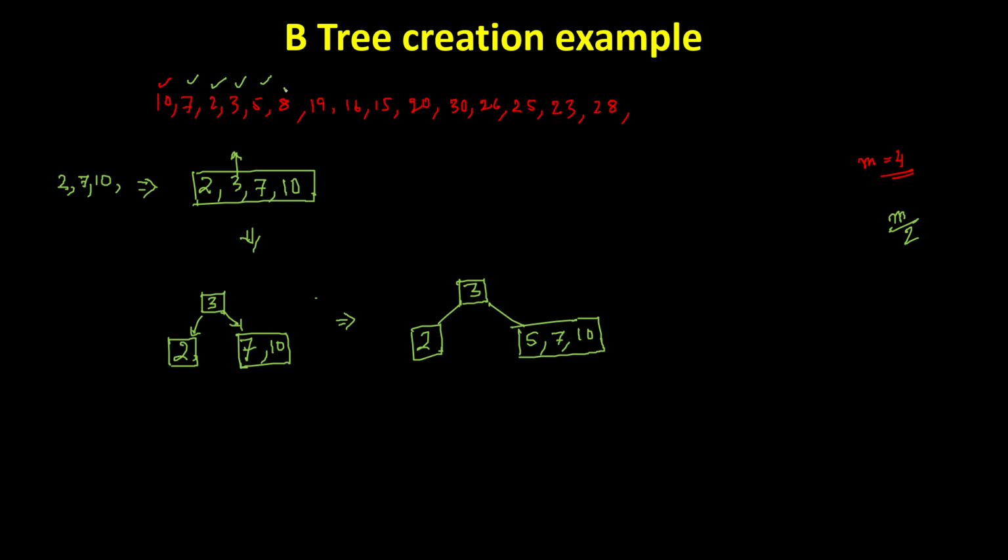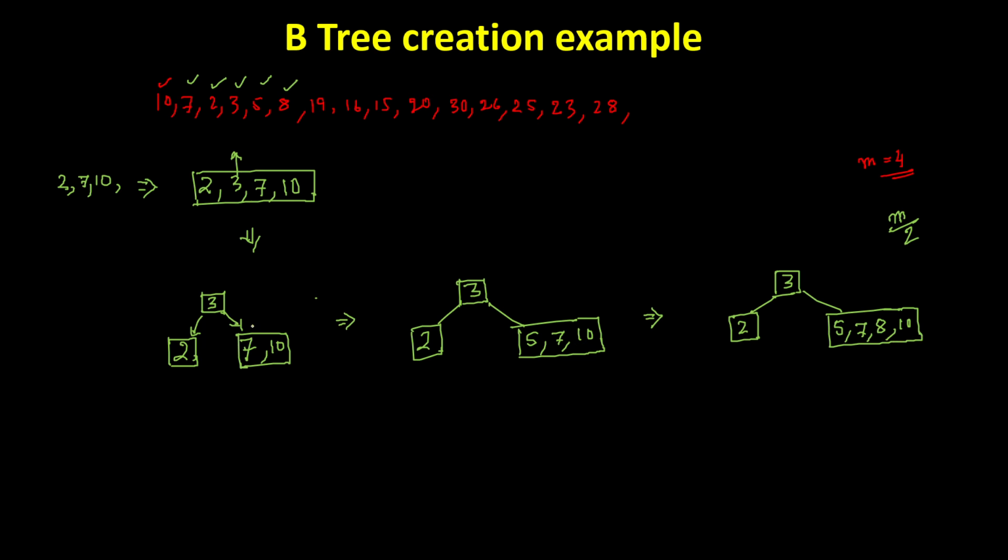Fine. Then 8. 8 is again greater than 3, so 8 should come here. Now if 8 comes here, then what will happen? 5, 7, then 8 and then 10 will come, right? And naturally this particular situation violates the order, right? So the situation will become 3, on this side we had 2, and on this side we have 5, 7, 8, 10, which is not expected.